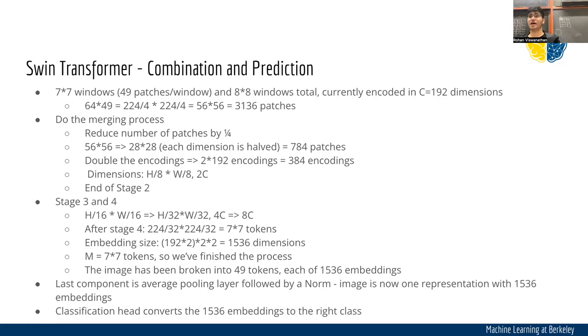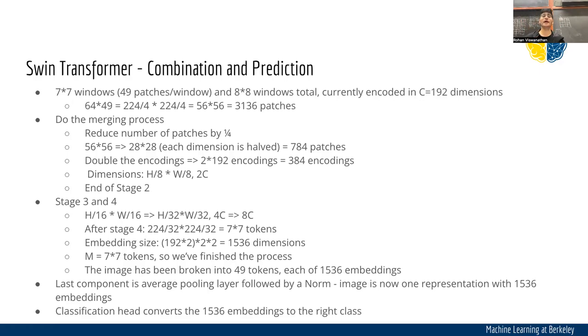We double the encoding size, though, right, through our linear embedding. So we're doing 2 times 192 to get 384 encodings, even though we have 784 patches. Now our dimensions are height divided by 8 times width divided by 8 and 2C. That is the end of stage 2.